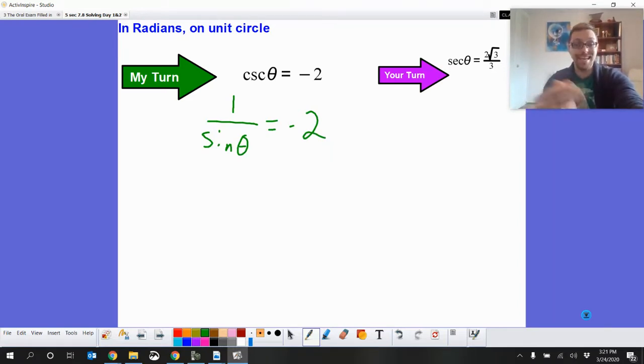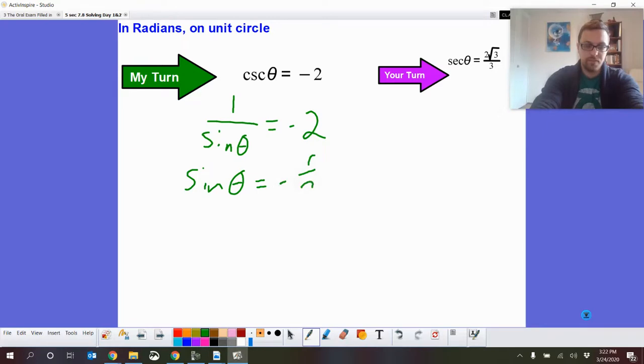I want to get sine out of the denominator, so I'm going to flip both sides, also known as multiplying both sides by sine and then dividing by 2. You can also just flip both of them. That's fine too. It's kind of like taking the inverse, taking the -1 exponent of both sides. So you get -1/2. All I did is flip both sides. Hey, that's like our oral exam stuff.